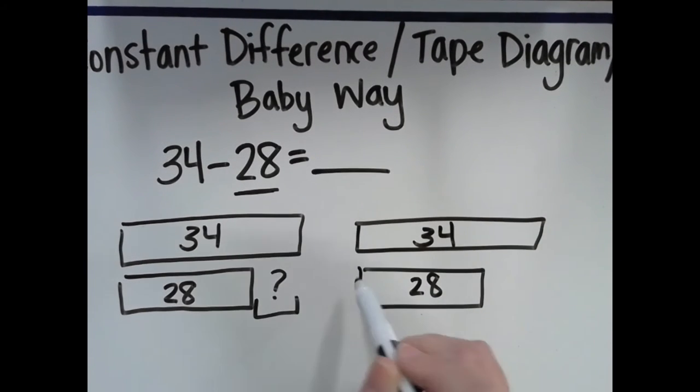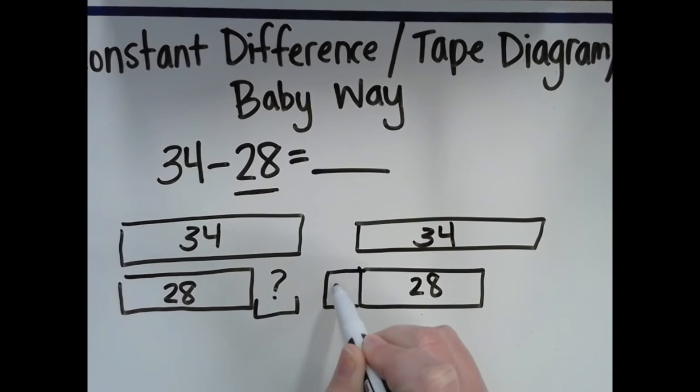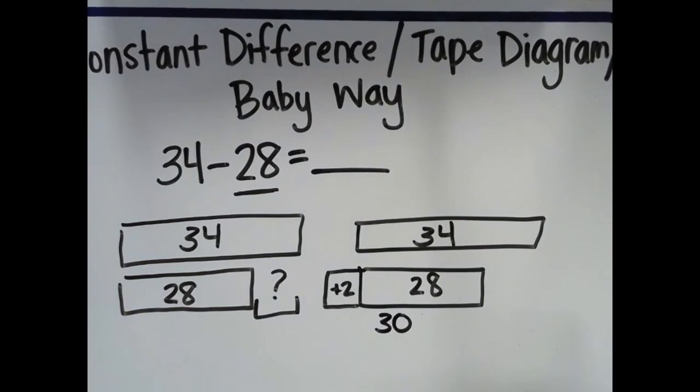What I'm going to do here is I'm just going to add a small plus 2 over here. If I do that, if I have 28 plus 2, I have a beautiful, nice, even 30. Now, this is where the baby way comes in. I use the analogy of this with my students. I compared these as two small children.